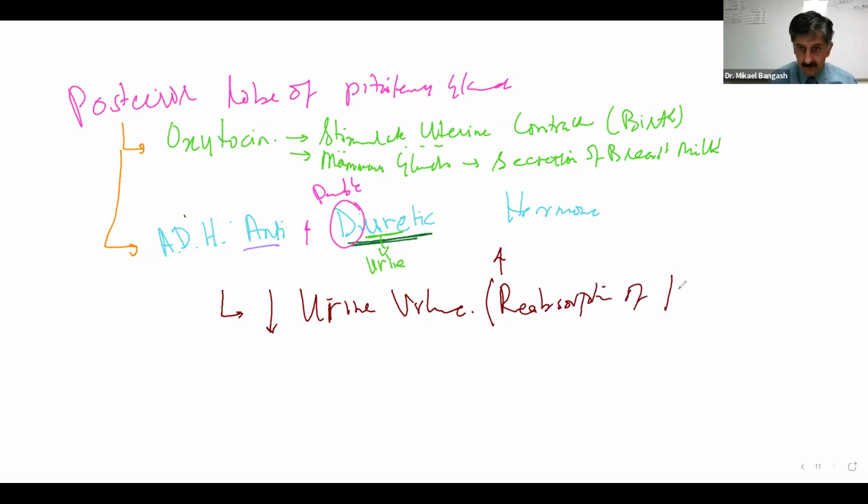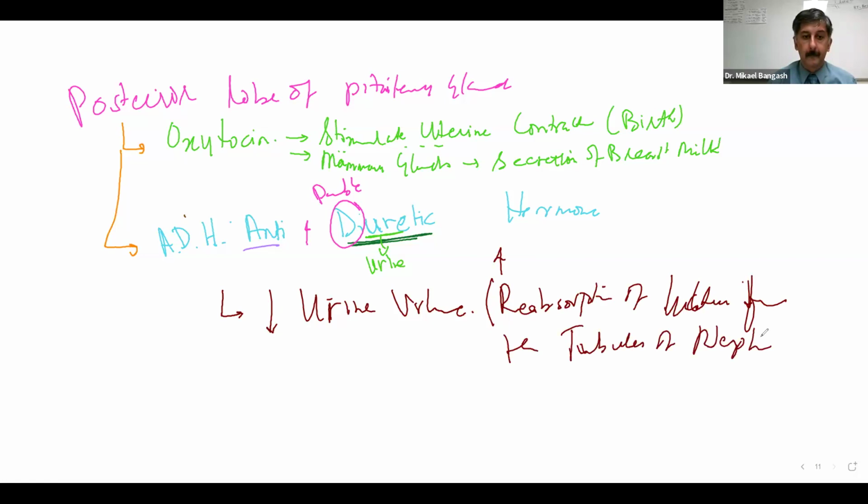reabsorption of primarily water from the tubules of the nephron. So this pretty much kicks in in case of somebody being dehydrated. It acts on your tubules, and in that case, reduces the volume of urine. I mean, it decreases the amount of water being excreted in the urine.